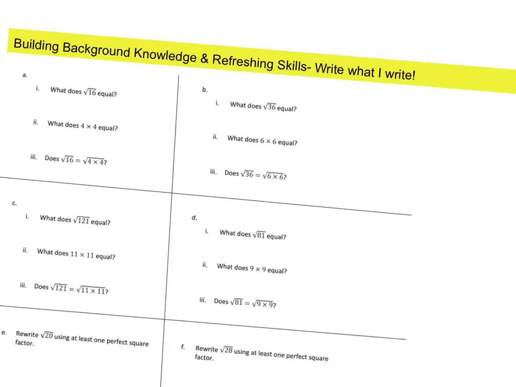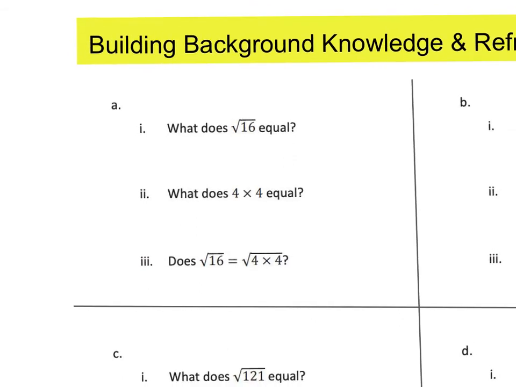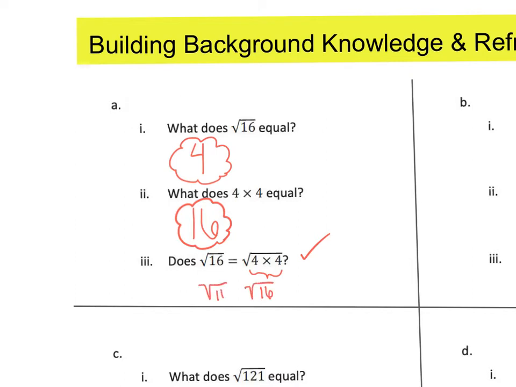All right, starting us off with part A, building some background knowledge here. It says, what does the square root of 16 equal? What times what equals 16? Well, we should know by heart now that 4 squared equals 16, so our answer is 4. Square root of 16 equals 4. What does 4 times 4 equal? Well, 4 times 4 equals 16. So, does the square root of 16 equal the square root of 4 times 4? Yes, because this does equal 16, right? So they would equal the exact same thing. So the answer is yes here.